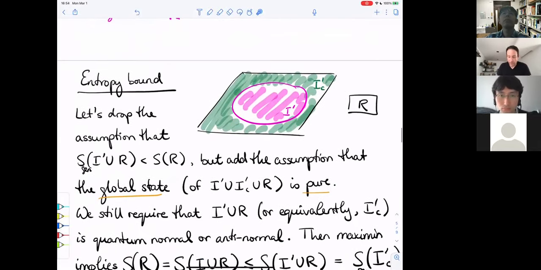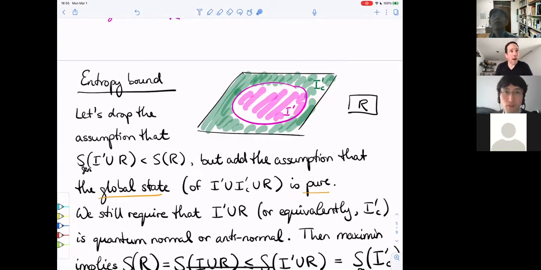So this is sort of the picture. I have access to some region I prime C, the complement of maybe putatively some kind of black hole interior, but I don't have access to this region. I only have access to the outside. And if I assume that the state overall is pure, then I know how much entropy R can have, which is the same thing as asking how much entropy can come out of this pink region, because that's what's going to have to come out to purify R when we're done.